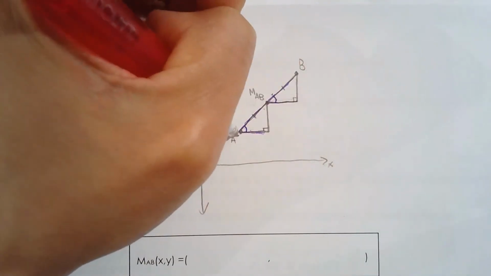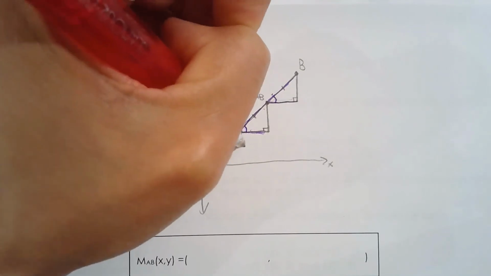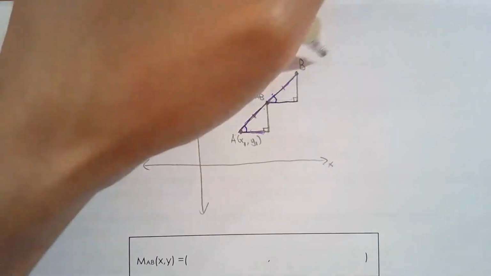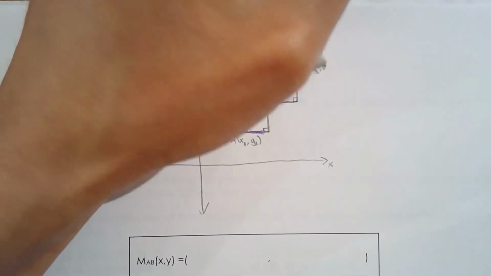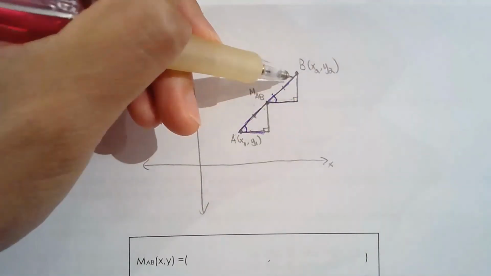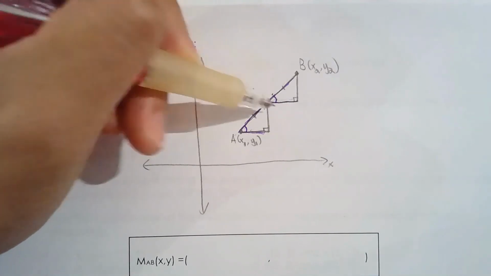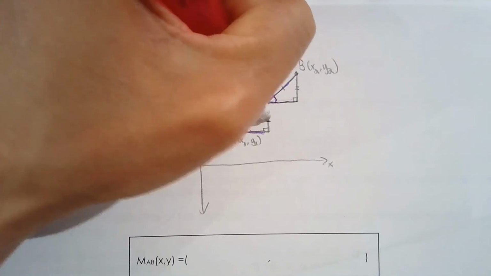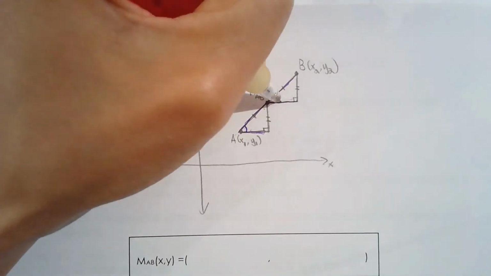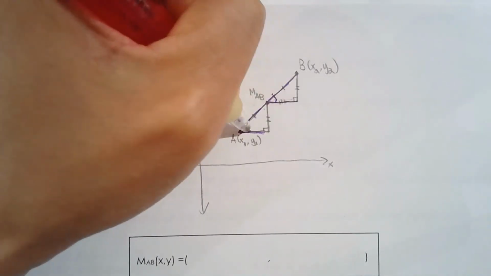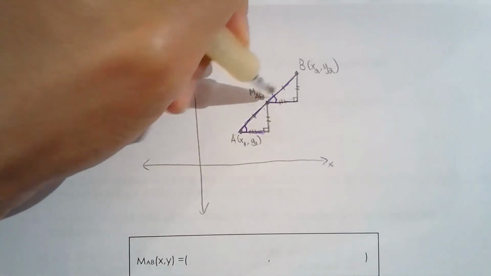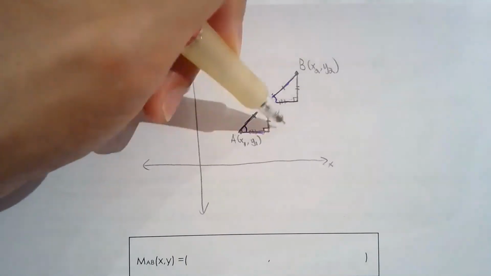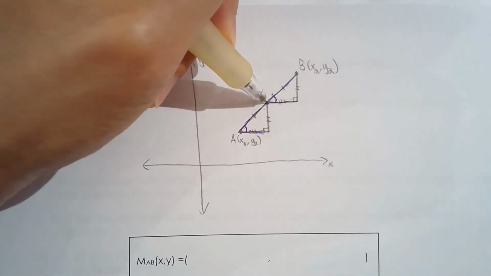So let's say point A is (x1, y1), and let's say point B is (x2, y2). Now if these two triangles are congruent, of course this length is the same as this length, and this length here is the same as this length here. So believe it or not, that really helps me find the midpoint formula, because let's start with the x-coordinate.